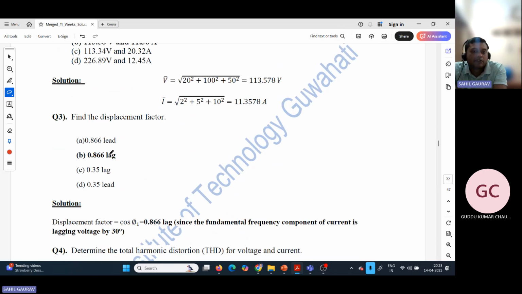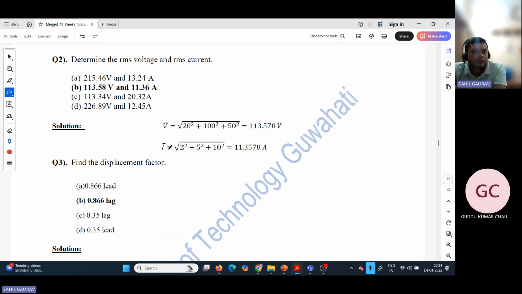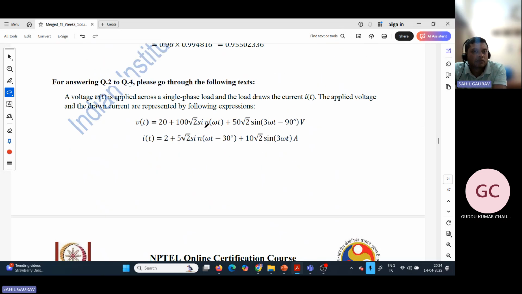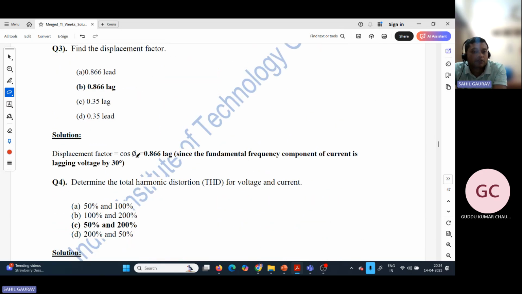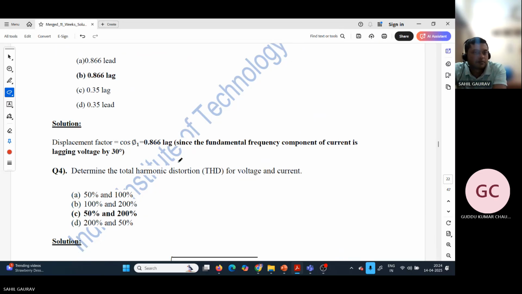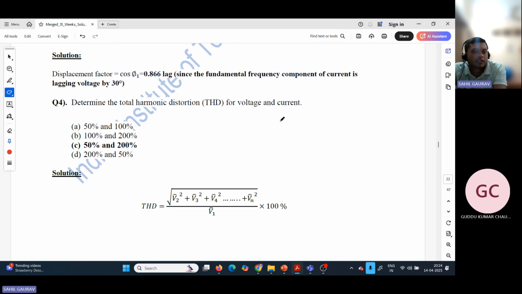Now the displacement factor can be found, that is the displacement factor, we also call it the fundamental power factor. Both quantities are given. So here you can see the fundamental voltage is sin omega t, while the fundamental current is sin(omega t minus 30). So the displacement power factor angle is 30 degrees. Power factor angle is 30 degrees, so cos phi 1 is 0.866 lag. Now find the total harmonic distortion of the voltage and current.